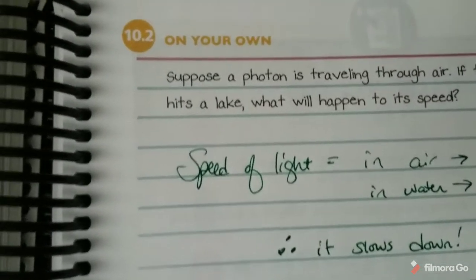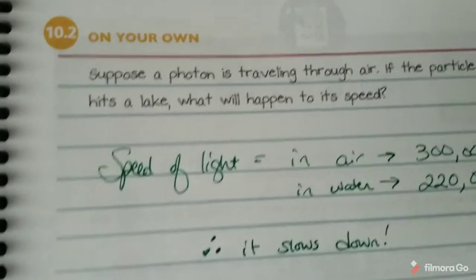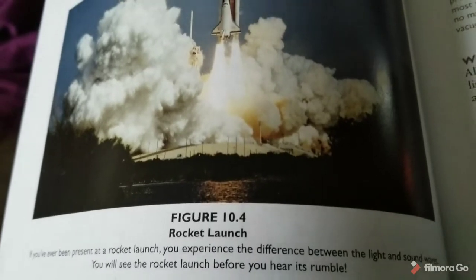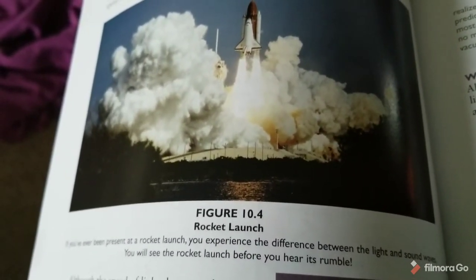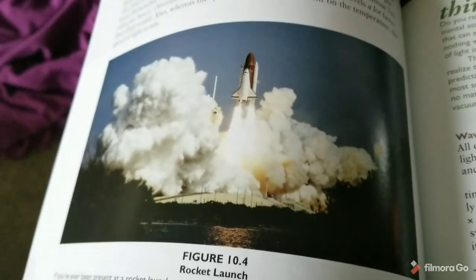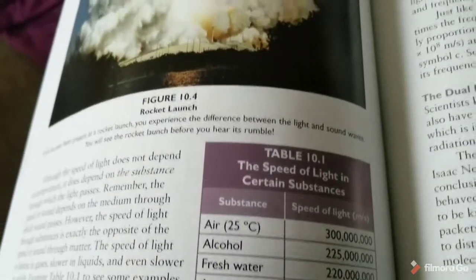Speed of light in certain substances, table 10.1 on page 352 in the textbook. Oh, that's cool. We should look at the rocket launch. That's awesome. It says, if you've ever been to a rocket launch, you experience a difference between light and sound waves. You will see the rocket launch before you hear its rumble. It sounds like the sound hitting Mach 1, faster than the speed of sound, too. We were talking about jets the other day.